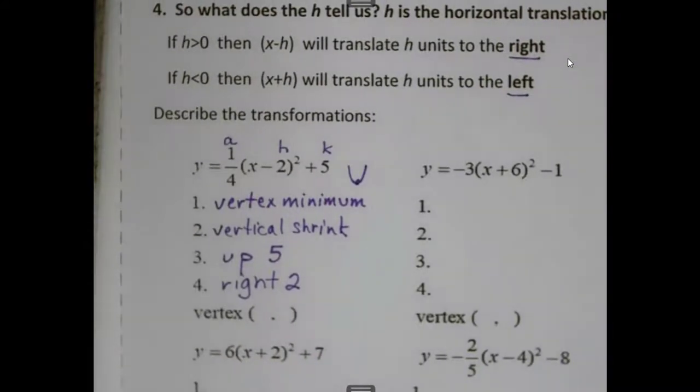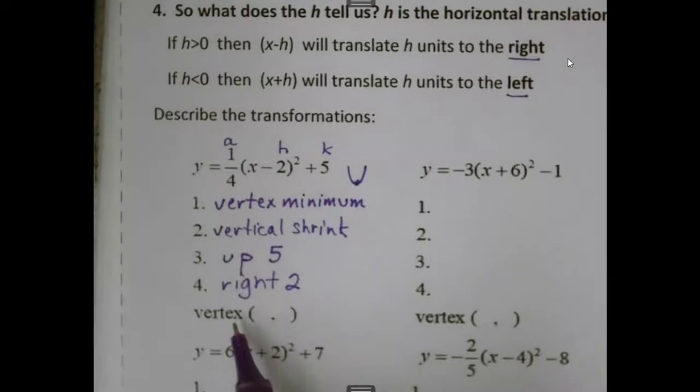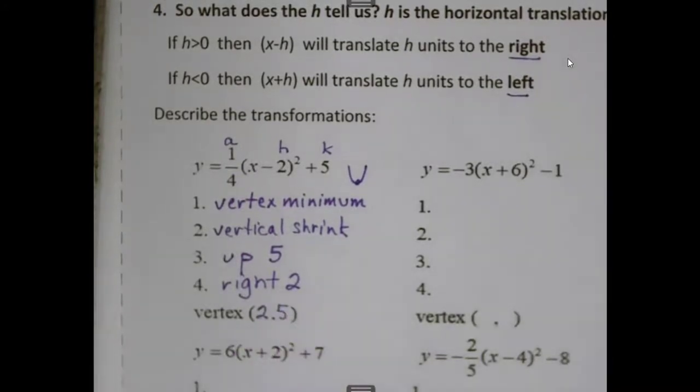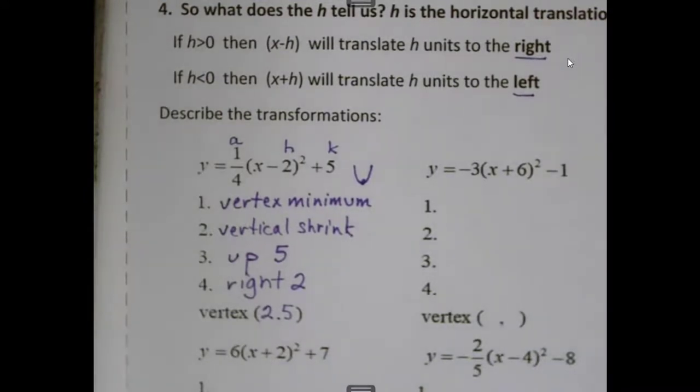Now the last thing I'd like you to write is what the vertex is. Well, the vertex from 0, 0 would be going right 2 and up 5. That's actually an ordered pair, and so that's where the vertex for this function would be located.